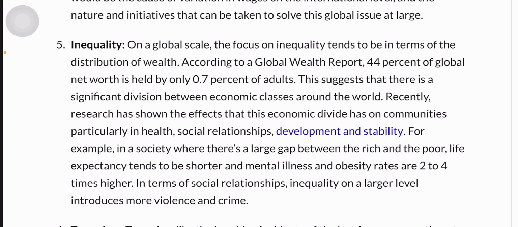Recently, research has shown the effect that this economic divide has on communities, particularly in health, social relationship development, and stability. For example, in a society where there is a large gap between the rich and poor, life expectancy tends to be shorter, and mental illness and obesity rates are 2 to 4 times higher. In terms of social relationships, inequality on a large level introduces more violence and crime.